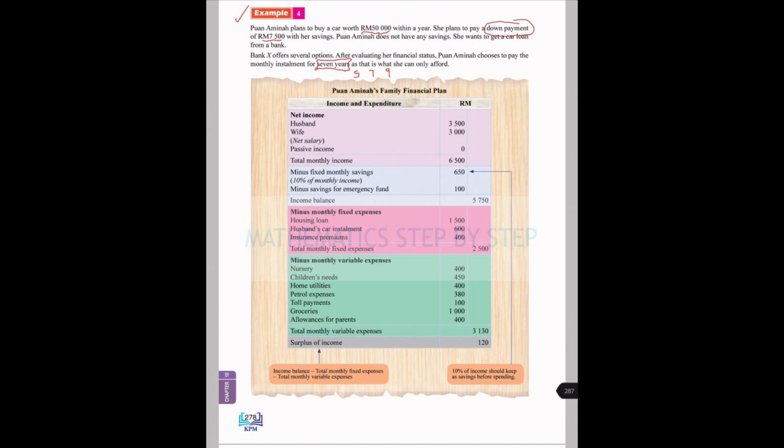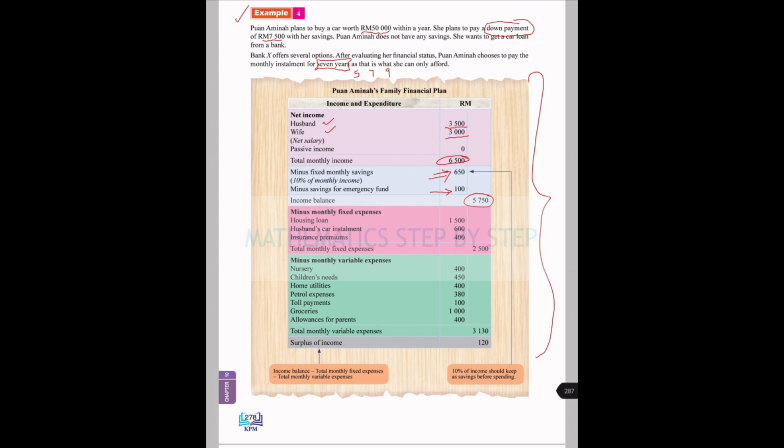So this table shows the spending of Puan Aminah and her family. Her husband's income is 3,500, her income is 3,000, so total monthly income is 6,500. Then every month she will save 650 ringgit, and also 100 for emergency fund. So the income balance is 5,750 now.